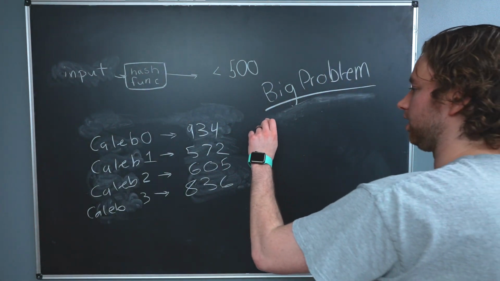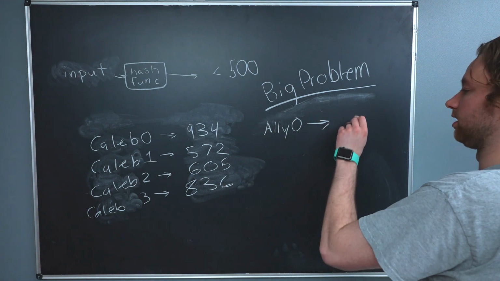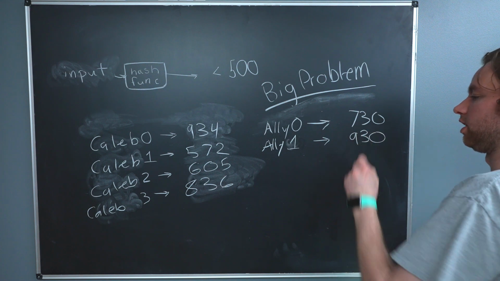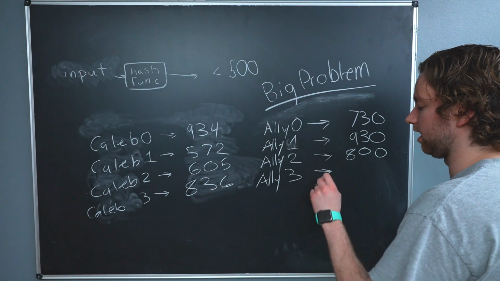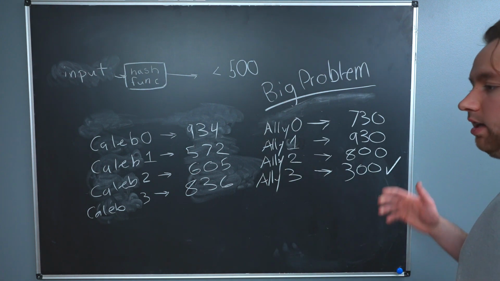And all while I'm doing this, you're doing the same exact thing with your name. So we'll write those over here. Let's say your name is Ali. So Ali 0, this might give us 730. Ali 1 might give us 930. Ali 2 might give you 800. And then Ali 3, let's say, gives you 300. And you win.